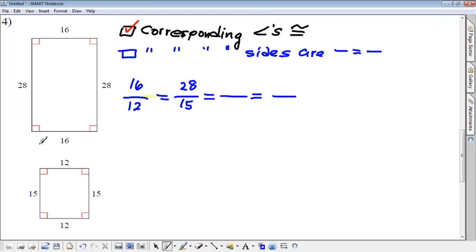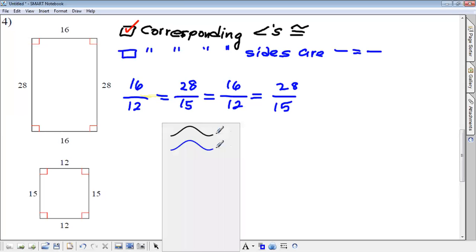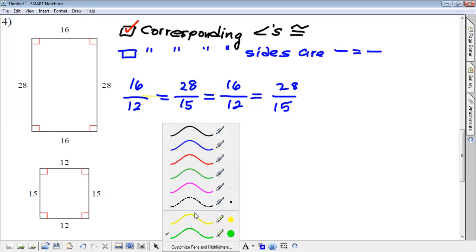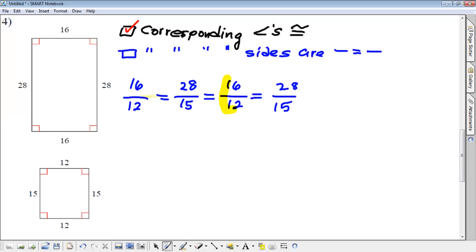Now pick another side, let me do the bottom. 16 in the first polygon corresponds to whom over here? 12. And then 28 corresponds to? 15. Now, notice that this is repeating already. So I'm not gonna check these ones, I'm only gonna check the first one. Because this is the same as that, okay?